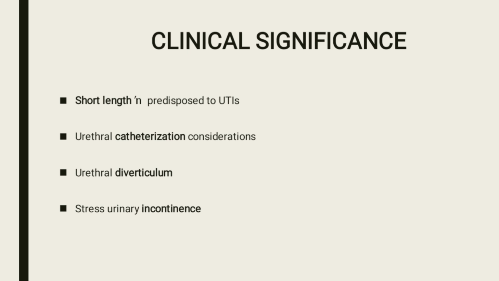To summarize, the female urethra is a short muscular tube extending from the bladder to the vestibule of the vagina. It is supported by both smooth and striated muscles, receives blood supply from pudendal and vaginal arteries, and innervation from autonomic and somatic nerves. Its anatomical features contribute to important clinical conditions such as urinary tract infections and stress incontinence.